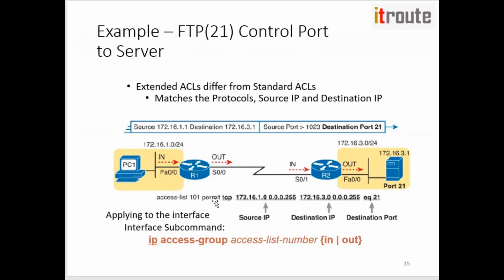After that, we can assign this information inside the interface with ip access-group, then you put the group number, which could be 101 or something, and then in or out. That means you verify inbound, or when something is going outbound, that time you want to match this information.